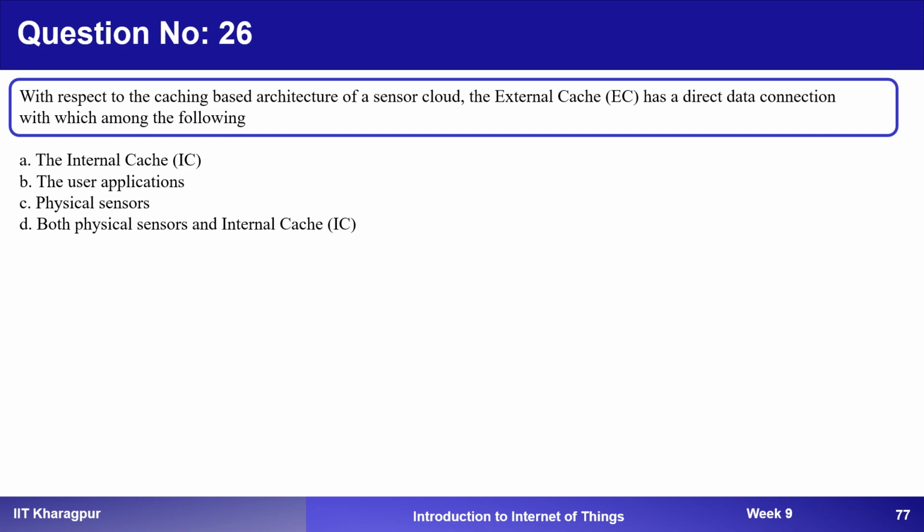Okay, anyone else? Right, option D is correct. So basically, this external cache lies between your physical sensor and internal cache. So the lowest layer is physical sensors, then external cache, then internal cache, and then user applications.